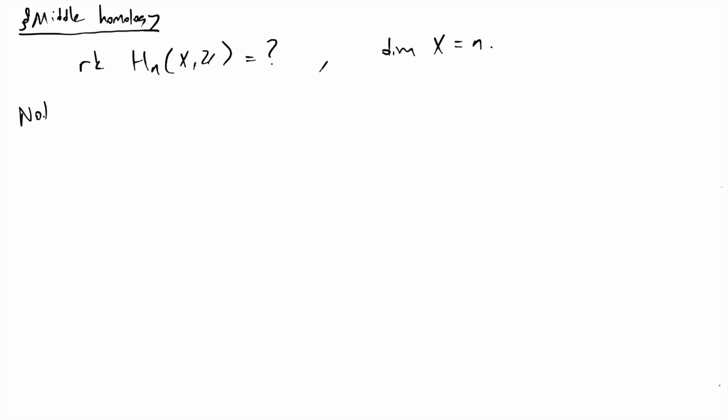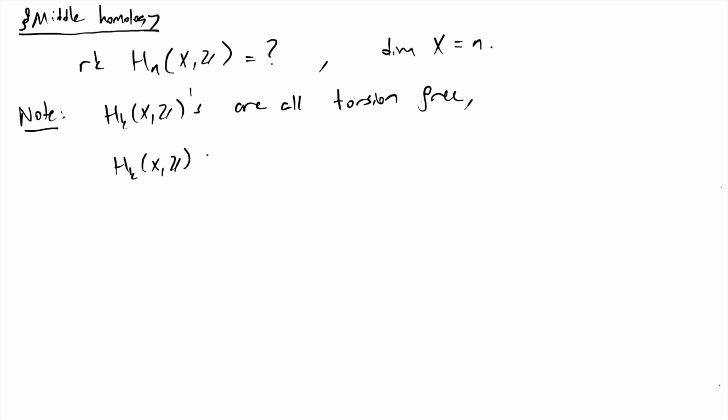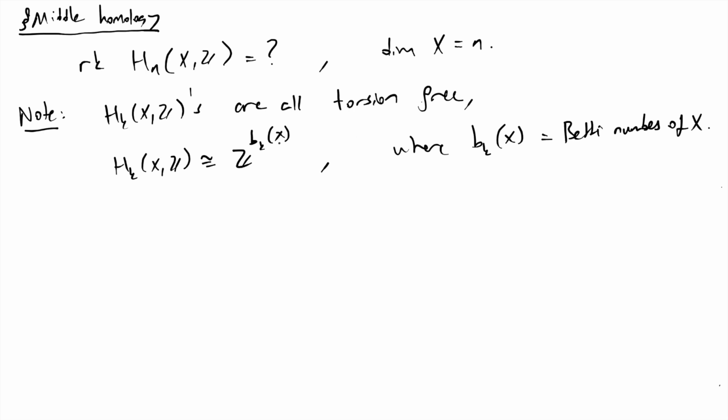I should also mention that this comes from the universal coefficient theorem, and what we know about P^n is that all H_k's are torsion free. Or to put it in another way, H_k is isomorphic to Z^{b_k}. These ranks are called the Betti numbers of X. And of course, we know all b_k except b_n, and that's what we want to prove now.